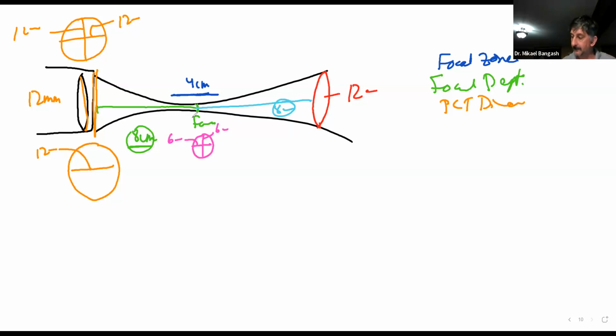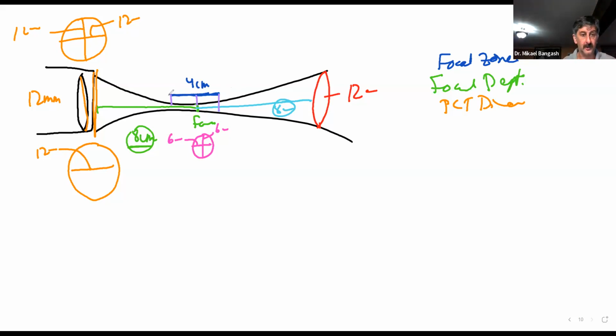What depth marks the beginning of the focal zone? This area here was your focal zone. Now what did we say about the focal zone? The total distance of your focal zone is 4 centimeters. But practically, what we mainly say is that half of it falls into the near zone, the other half falls into the far zone.